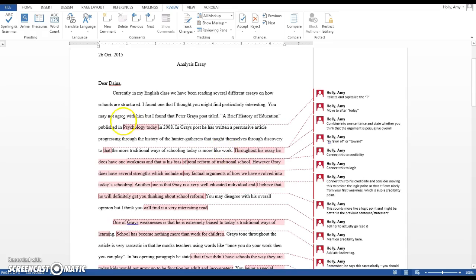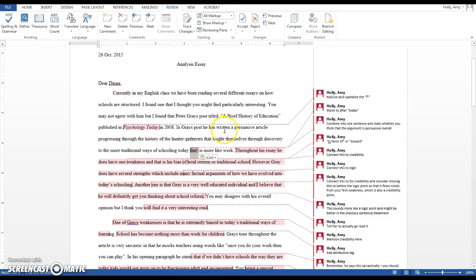Just to start out, you do a good job introducing the article here, and you have a pretty strong paraphrase of the writer's thesis, so great job with that. A couple of nitpicky things. You do need to italicize the publication title and go ahead and capitalize the publication title there. And then down in your discussion of his thesis, I would say that you do need to move this word just to after the word today, and that'll make the sentence flow a little bit better.